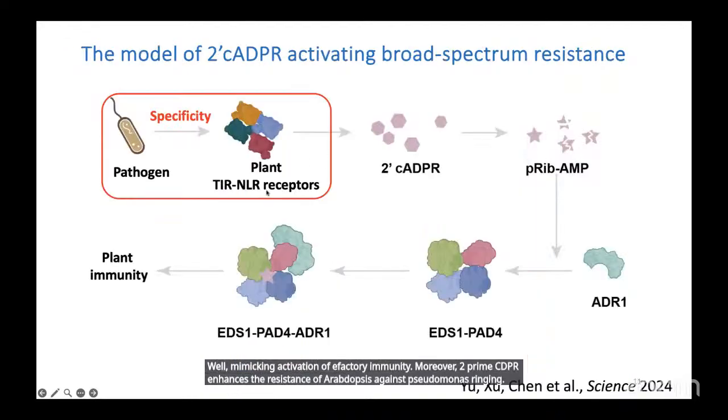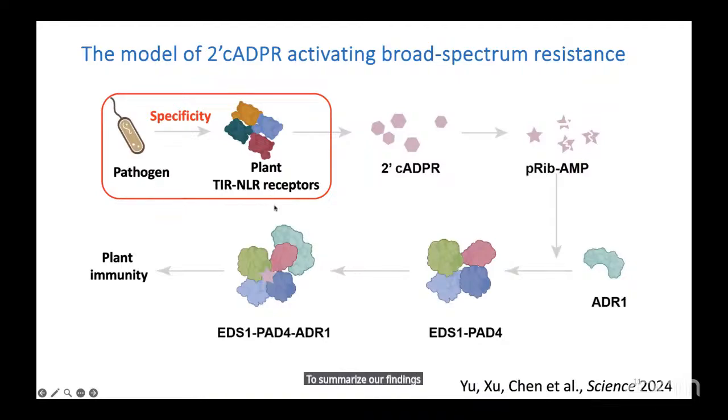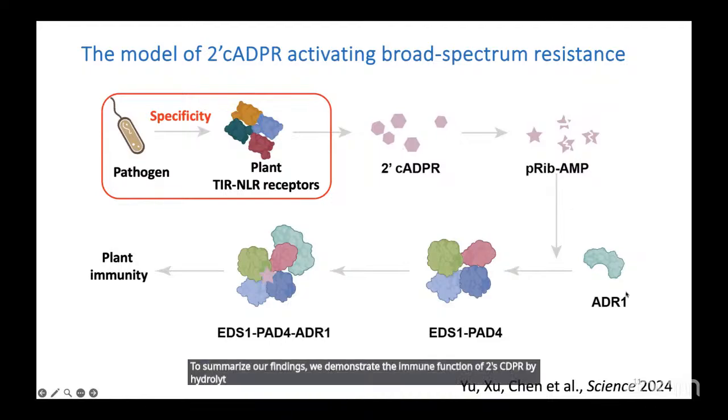To summarize our findings, we demonstrate the immune function of 2' cADPR by hydrolytic conversion into pRib-AMP, which induces the heterotrimer formation of EDS1, PAD4, ADR1 to activate defense signaling. Zhu Hua's work also demonstrates that in rice it is pRib-AMP that induces the heterotrimer formation of EDS1, PAD4, ADR1.